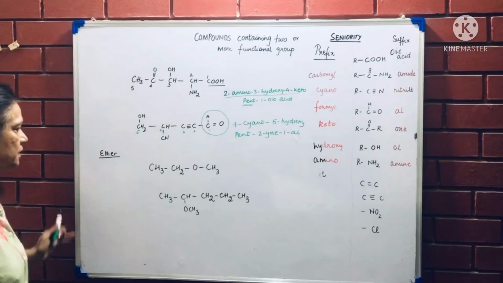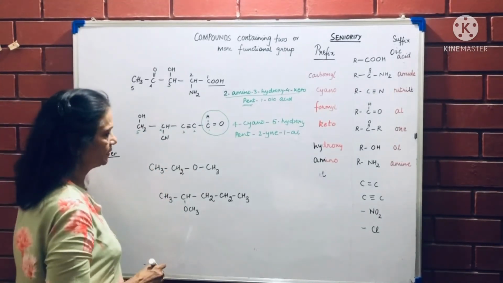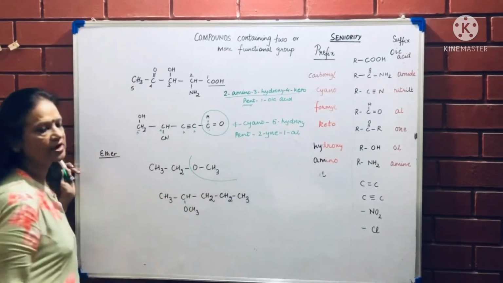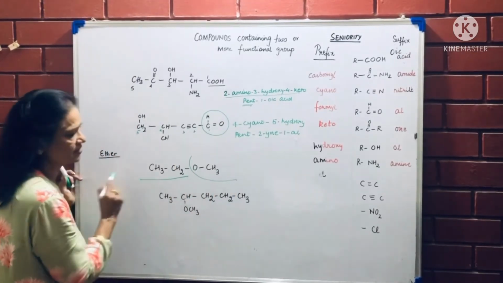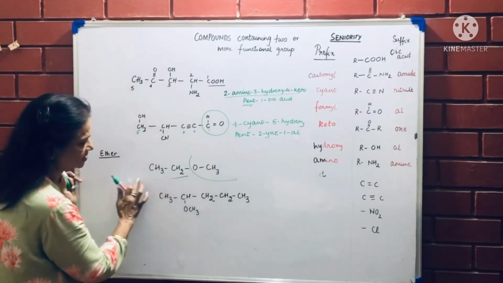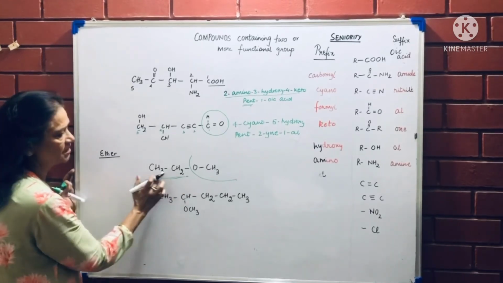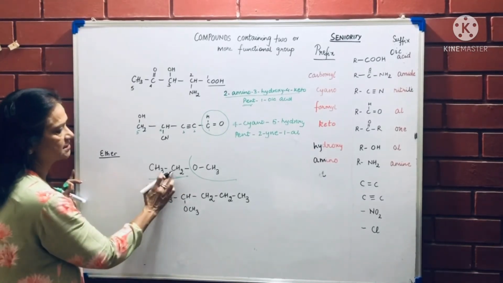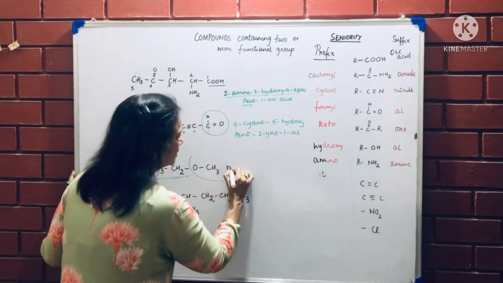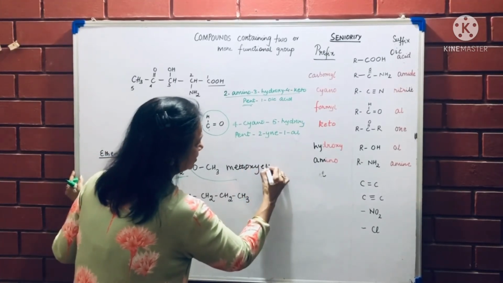Okay. Now here, if O is present in the center, it is called an ether, and I'll say OCH3 is the functional group. This is the longest chain. The chain gets broken up by O. So this is the chain and this is the functional group. The chain is of 2 carbon atoms, which is ethane, and this functional group is methoxy. So I'll say the name is methoxyethane.